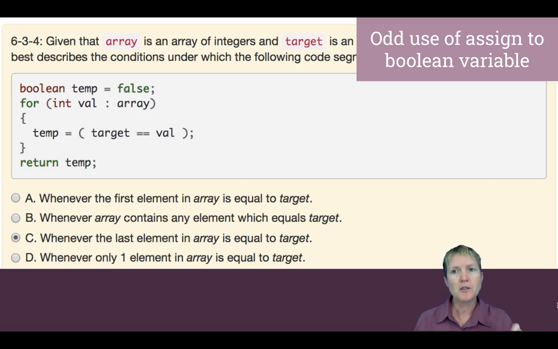There's another multiple choice question. I just want to bring it up for you because it's not super tricky, but most people would not write code this way. I think it's an odd use of an assigned Boolean variable. What this code does is, because the enhanced for each loop loops over all elements in the array in order, every time through the loop it's saying if target equals val, set temp to true. And then it would be false, and then true, and then false.